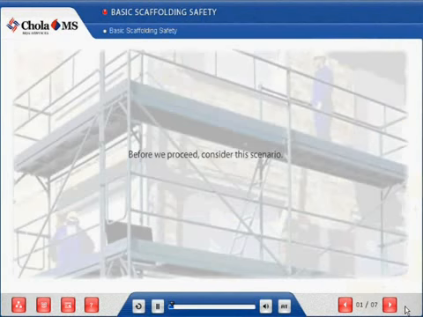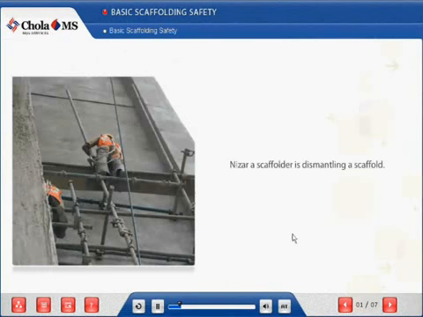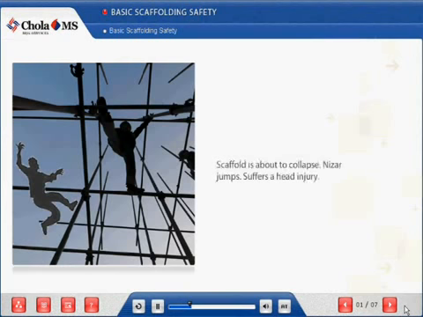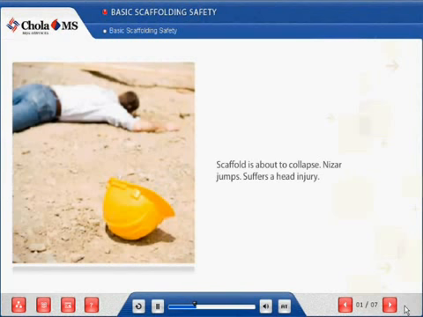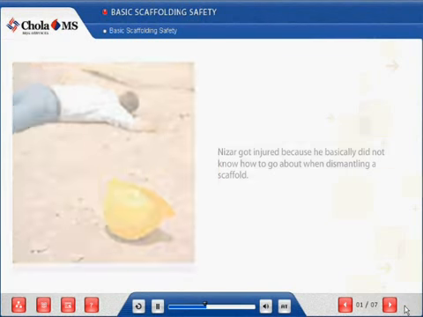Before we proceed, let us consider this scenario. Click play to see the scenario. Nizar, a scaffolder, is dismantling a scaffold. While doing so, he suddenly realizes that the scaffold is about to collapse. He jumps over to escape but suffers a head injury. Nizar got injured because he basically did not know how to go about dismantling a scaffold.